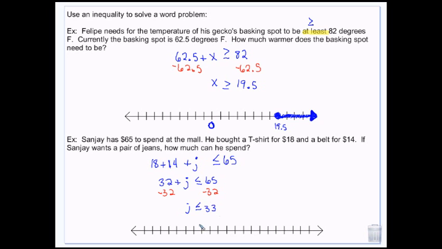And the most he can spend on the pair of jeans is $33. So it has to be less than or equal to $33. I'm going to say this is 0. I'm going to say this is 33. Again, it's arbitrary. And I'm going to draw a closed circle because he can spend up to $33, because we're pretending there's no tax. So his jeans has to be less than or equal to $33.